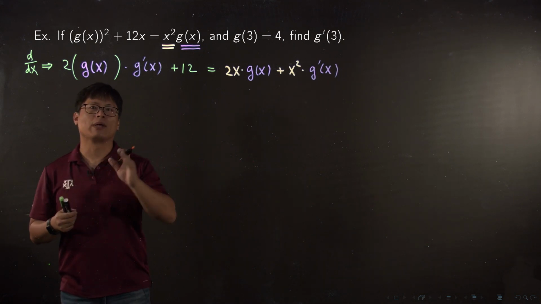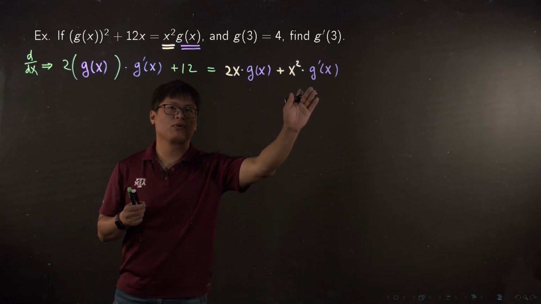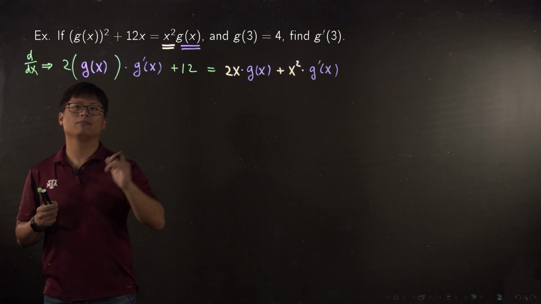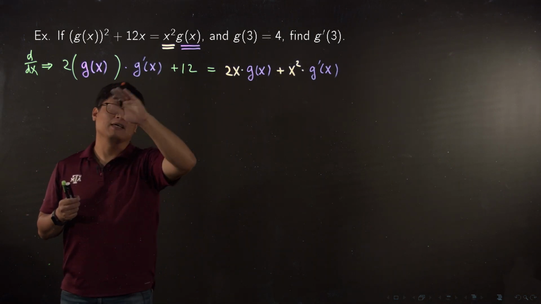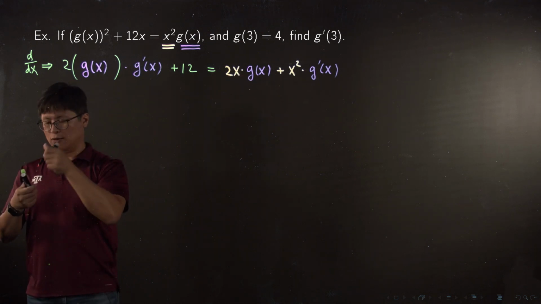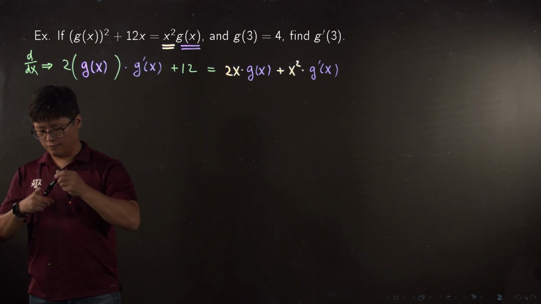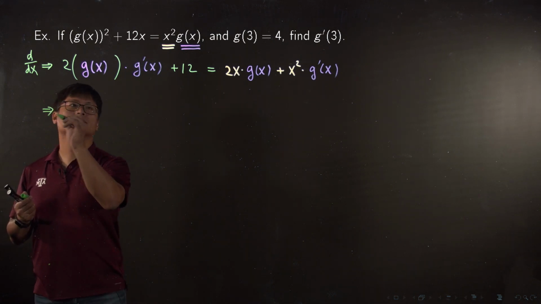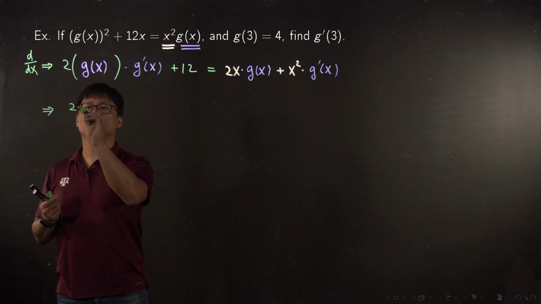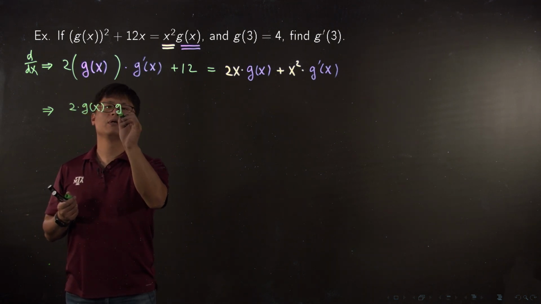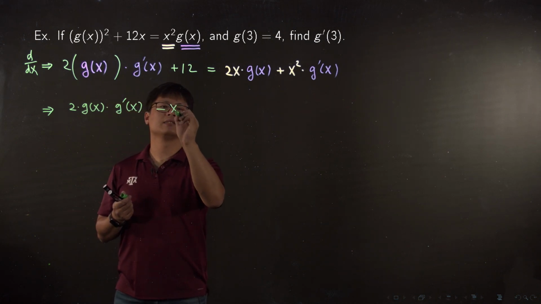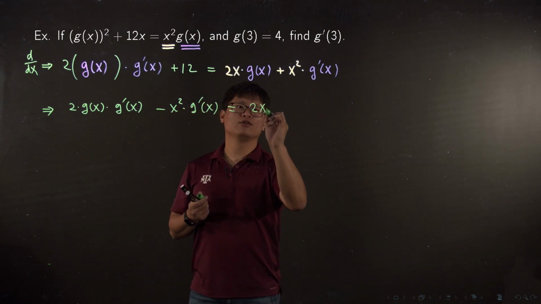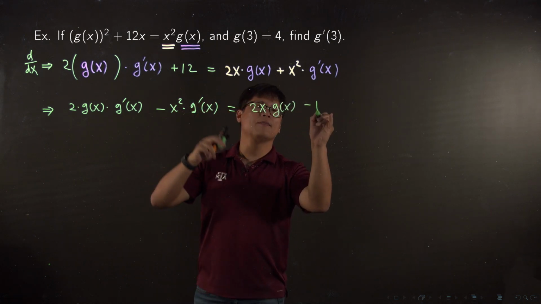So now we have to solve for g prime of x. How can I do it? Just by moving. The term x squared times g prime x will move to the left-hand side, and the 12 to the right-hand side, and this one to the right-hand side. So, there we go. 2g of x times g prime x minus this guy that came from the right-hand side. Then on the right-hand side, 2x g of x minus 12.